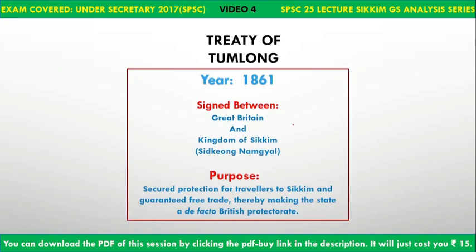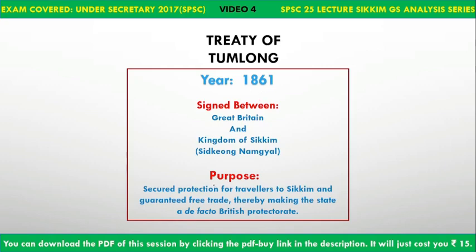Now let us learn about another treaty, that is Treaty of Tumlong. It was signed in the year 1861. Which two parties signed this treaty? The treaty was signed between Great Britain and the Kingdom of Sikkim. And the Kingdom of Sikkim at that time was represented by the Chogyal or the King of Sikkim in the year 1861.